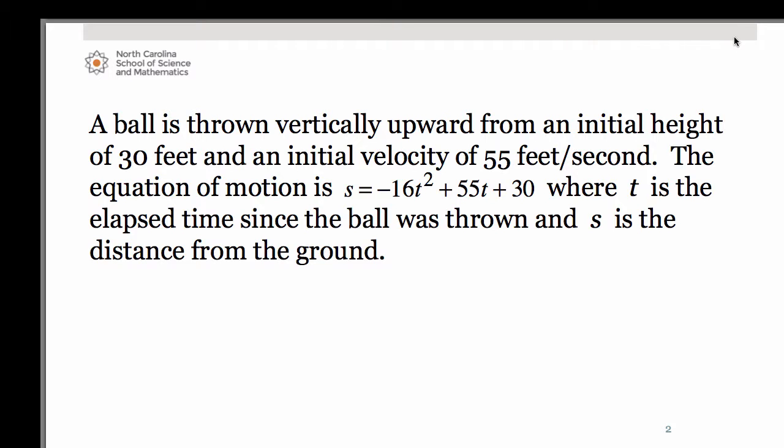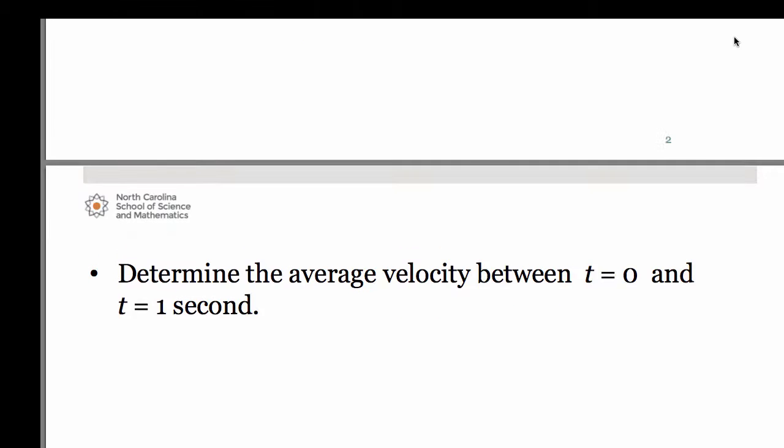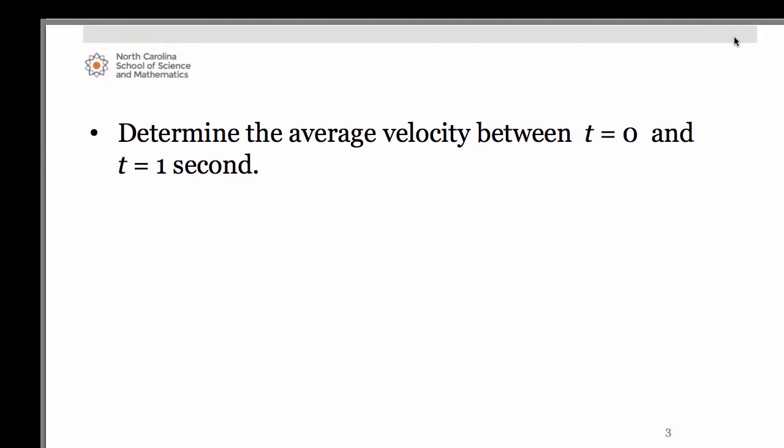The equation of motion is S equals negative 16t squared plus 55t plus 30, where t is the elapsed time since the ball was thrown, and s is the distance from the ground. So we're going to talk about both average and instantaneous rate of change, and we'll start with average velocity.